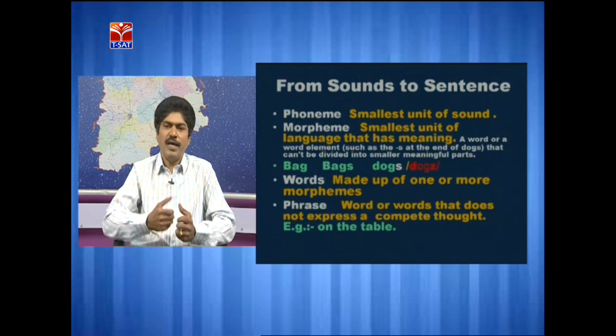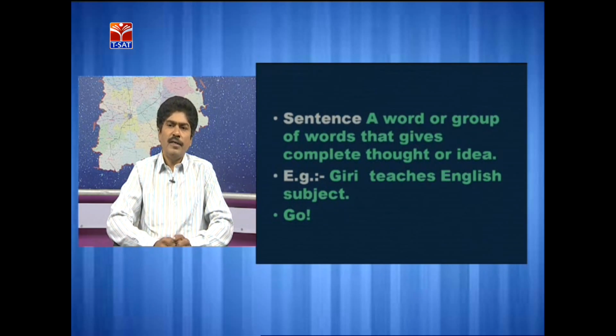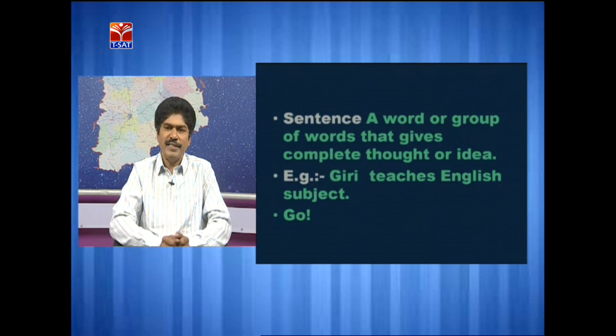Hence morphemes join together to make words. Words join together to form phrases, and phrases together form a sentence. A word or group of words that gives a complete thought or idea is known as a sentence. Giri teaches English subject is one sentence. Another example: go. Only this simple word conveys meaning, that is a complete idea. That is why that is also one example of a sentence.